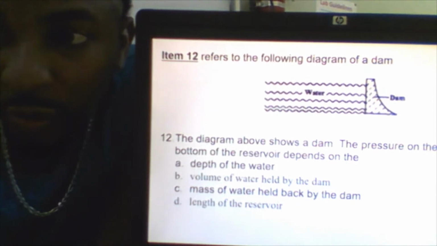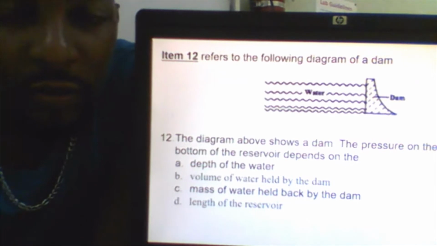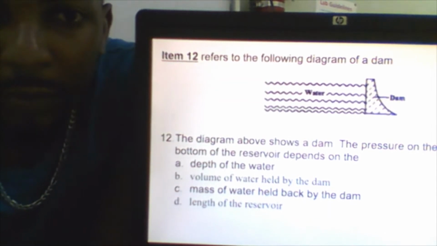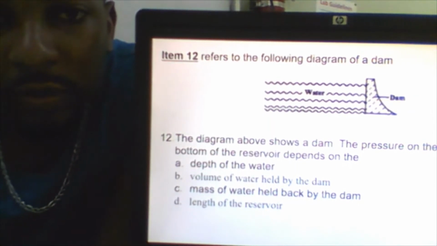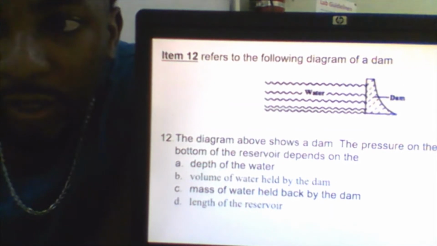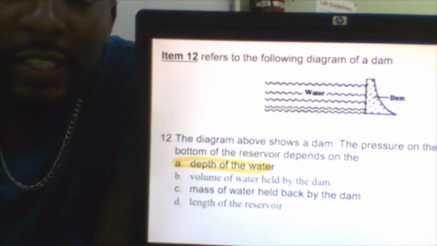And as you know, when you're dealing with liquid, pressure is dependent on, well, three things: the height of the liquid column. Also, we have two, the density of the liquid, right? And what we can have here is A is the most appropriate answer. We talked about the depth of the water. So right, for number 12, A is the most appropriate answer there.